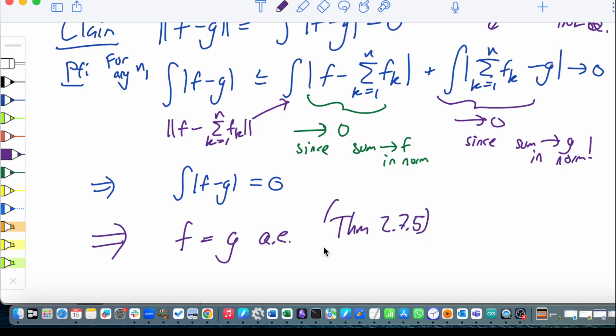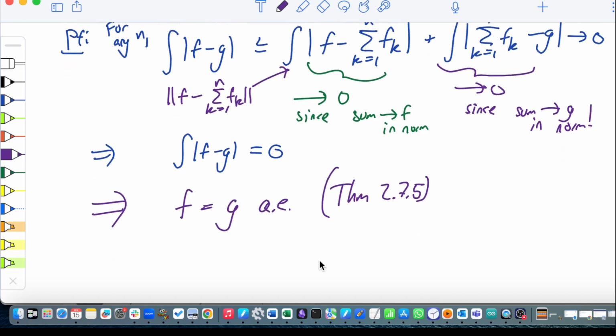2.7.5. This is one of those tricky theorems where we wrote the indicator function where f is not equal to g as something like f minus g plus f minus g plus f minus g, a silly infinite sum that seems like it can't possibly be true because it's only true on a null set, a set of measure 0. So f equals g almost everywhere.